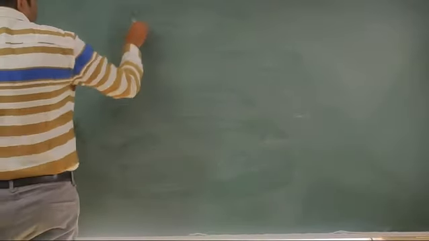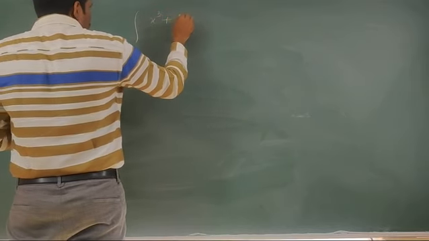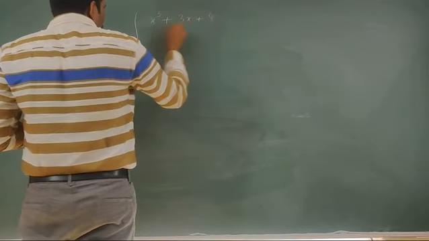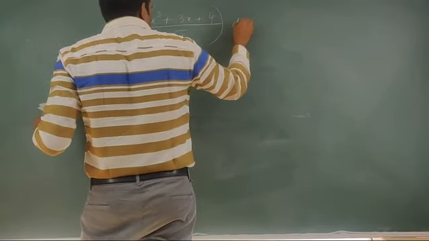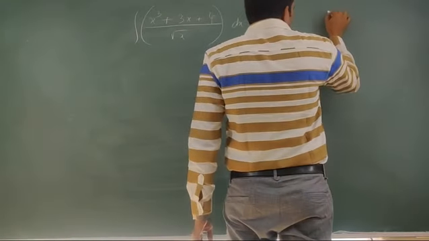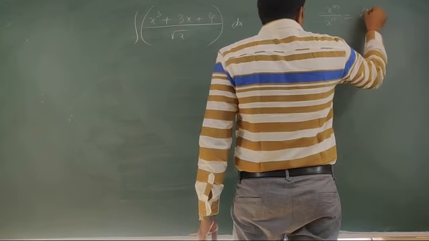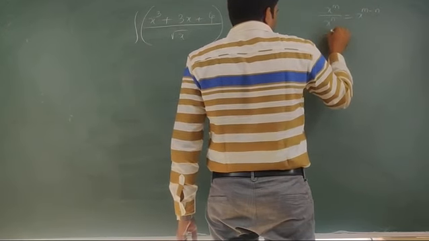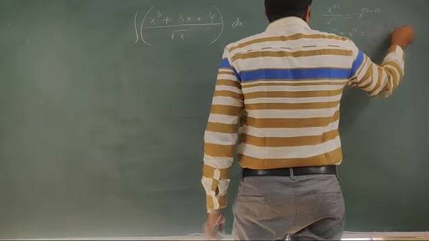Integration of (x cube plus 3x plus 4) divided by root x into dx. See students, already we know one formula. What is x raised to m divided by x raised to n? It is x raised to m minus n. And x raised to m into x raised to n is x raised to m plus n.